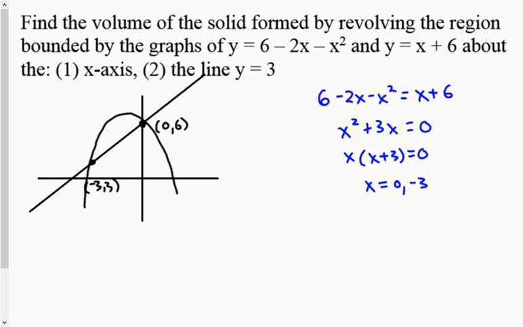Now I'm going to take the highlighter. I'll fill in here. Here's our region bounded by those two functions. All right. Now, if I want to find the volume of this, if I revolve it about the x-axis, that's going about this right here.